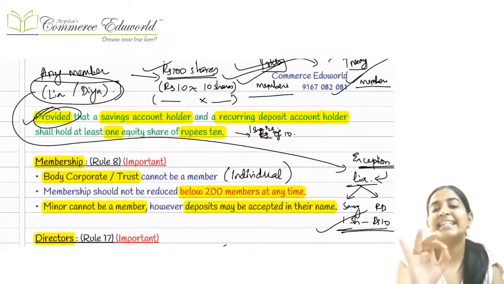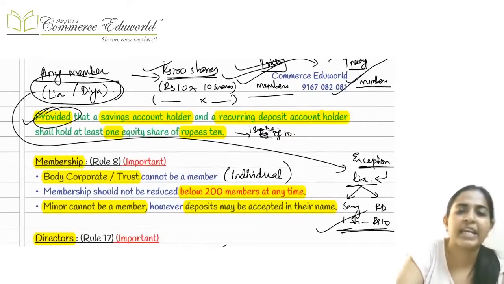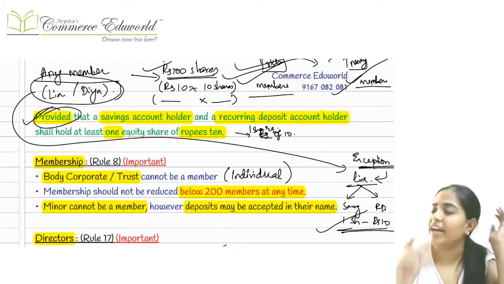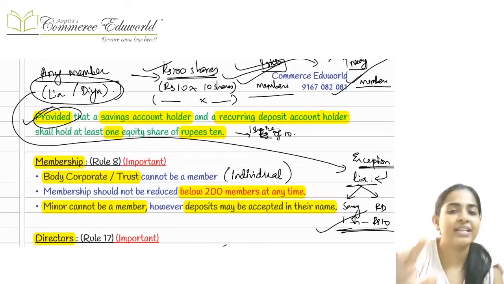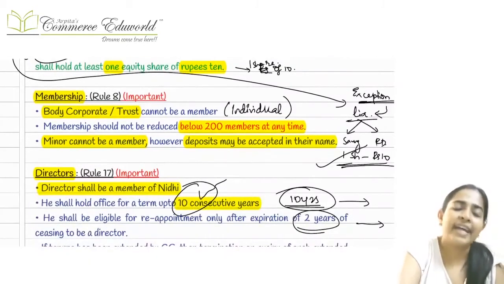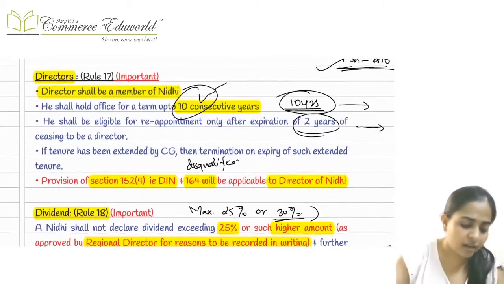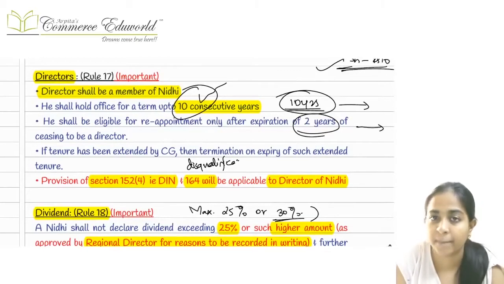But if there is any such member, who has put the money in our saving scheme, who has put the money in our RD scheme, then even if he is given one share of 10 rupees each, that would be sufficient. Means 100 rupees requirement is not applicable here. 10 rupees share would be sufficient. Okay, then as we have already studied that there should be 200 members, right? At any point of time there should be 200 members in this Nidhi company.